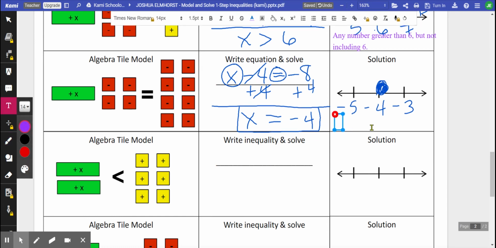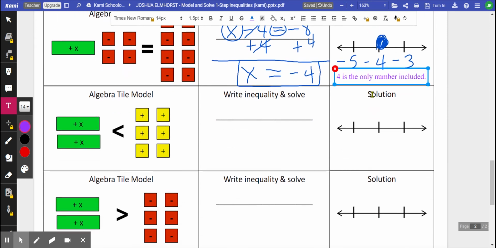So -4 is the only number included in our solution. So -4 is the only number. It's not greater than, it's not less than, it's equal to. So -4 is it. Okay, just wanted to throw that in there just to mix it up a little bit.